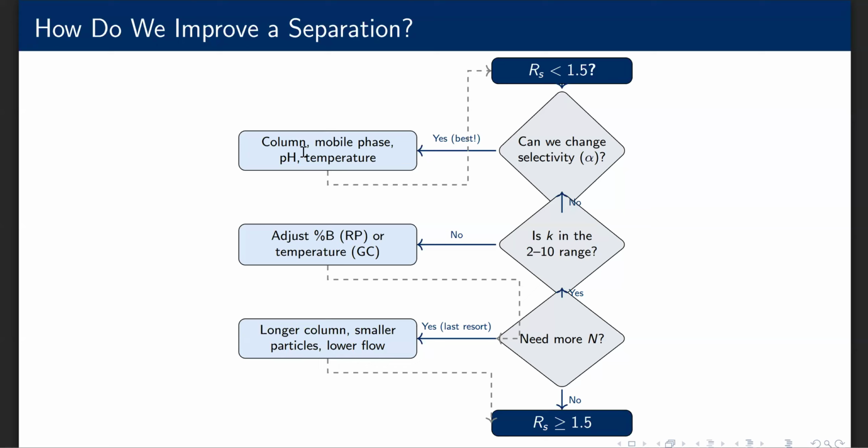The dashed feedback arrows show that after each change, you re-evaluate. Did RS reach 1.5? If not, continue down the flowchart. Remember, doubling N gives only 1.4 times improvement in RS, while a small change in alpha can double RS. This hierarchy should become second nature.